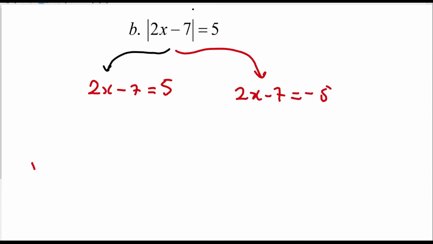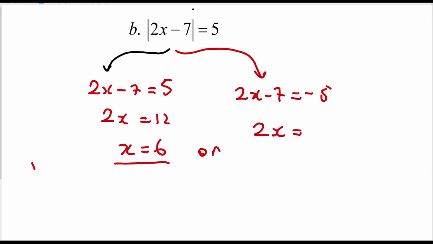Here, if I move 7 to the other side, it's 12. If we divide both sides by 2, x is 6. Agree? Another here, 2x is -2. If I move, x is -1. Got it?